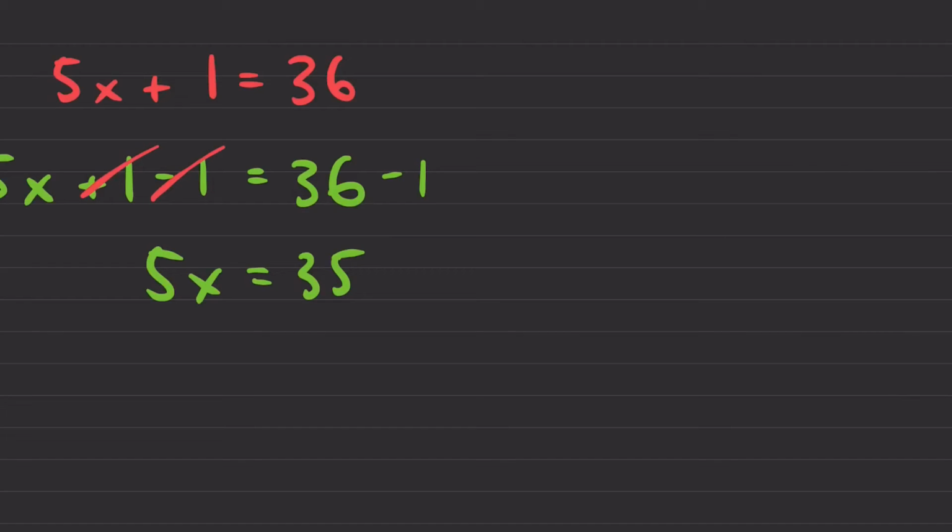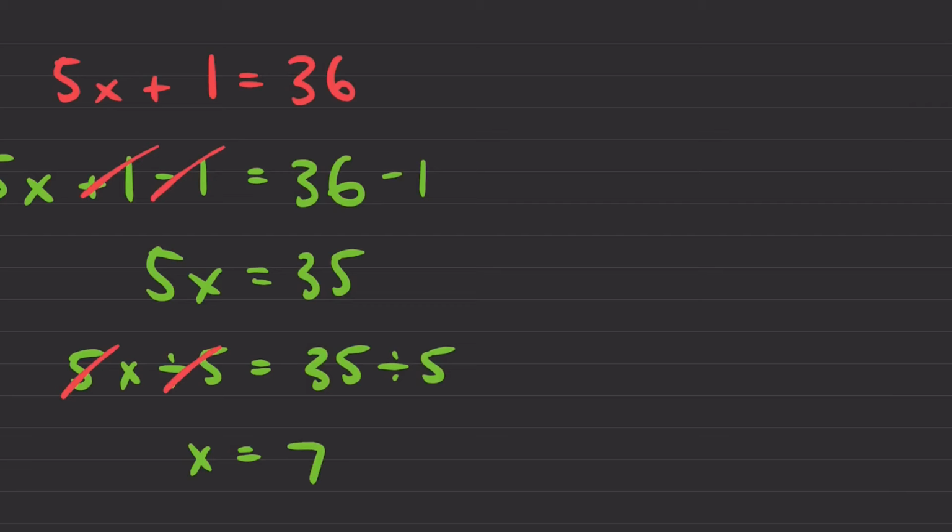and now I can undo the times 5. So I do the same thing, I write 5x equals 35, and now I'm going to go divided by 5, divided by 5. When I do that, these will cancel, and I'm left with x equals, well, 35 divided by 5, that's equal to 7.